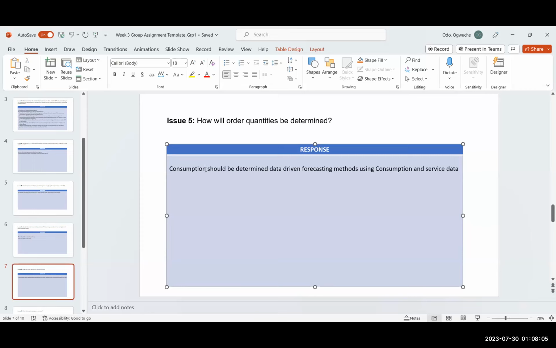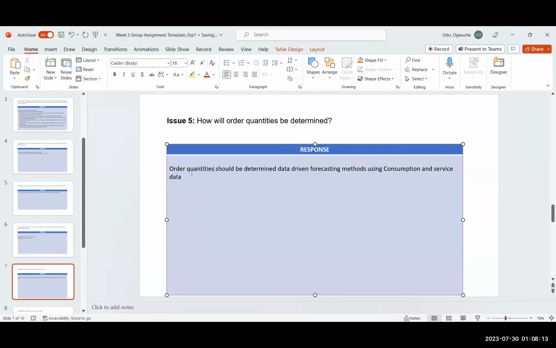Sorry, this is a typo. Other quantities should be determined using data-driven forecasting methods, which could include consumption, service data, and the like. Okay.